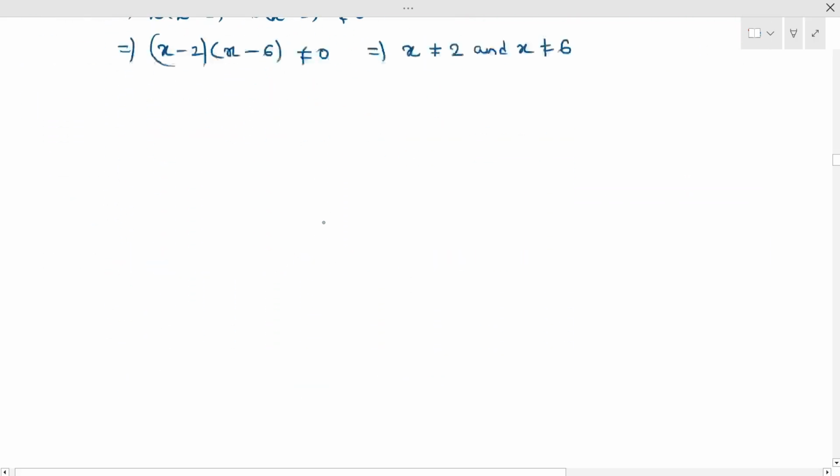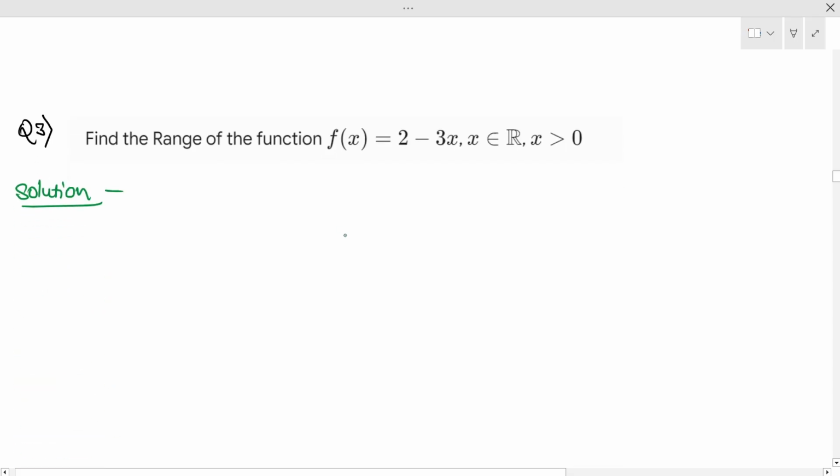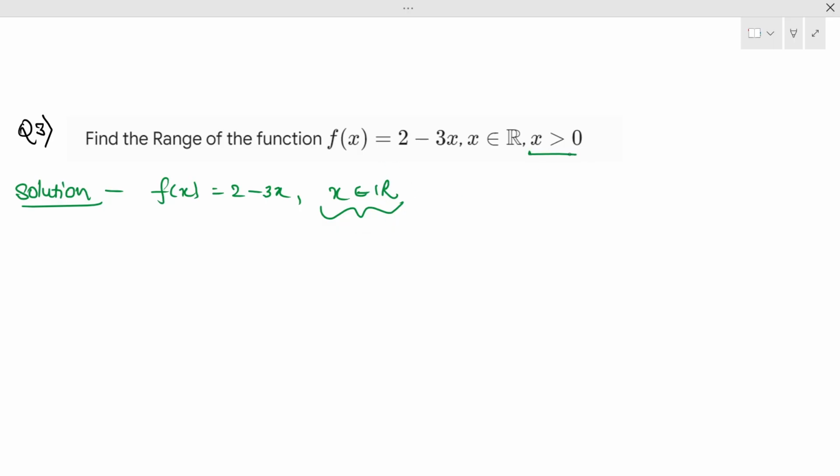Let's see a similar problem like this. Let's say that we are asked to find the range of this function. So here your function is 2 minus 3x, where x belongs to the set of real numbers. That means we are given the domain as a real number, right? Now one more thing is that x should be positive. That means the domain should be the set of positive real numbers, right?